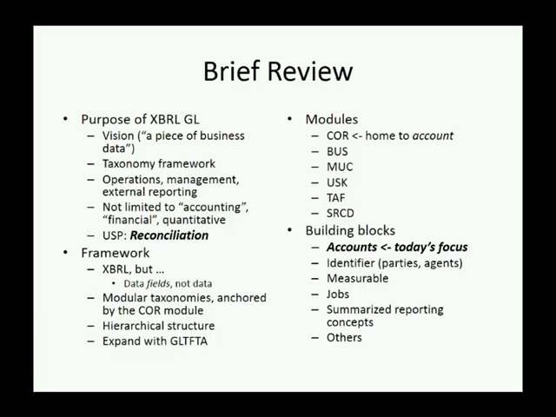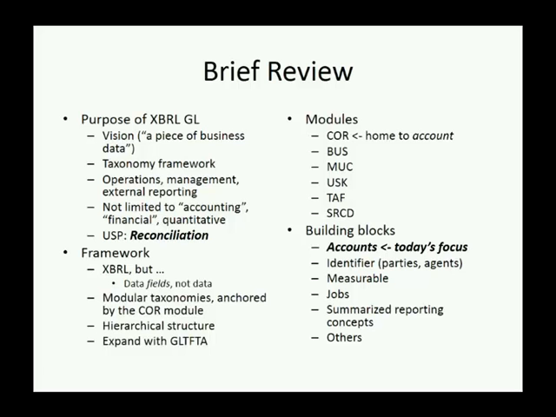The modules, again, our core module being home to our topic today of account and being the foundation, additional business facts, US, UK, advanced accounting, multi-currency, tax audit, additional concepts, and summary reporting contextual data for unambiguous linking within reporting. So we've gone through a series that helped explain most of these first set of items. Our last one was on enumerations that we'll be building on today.